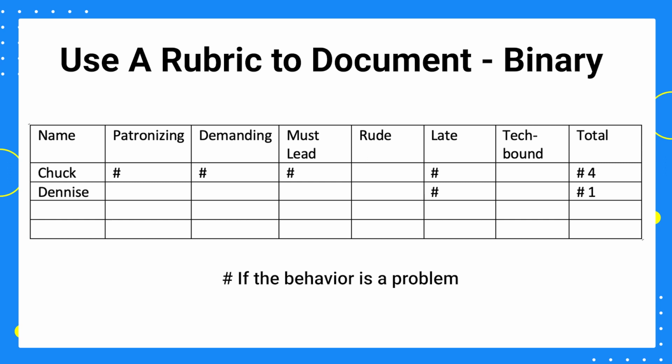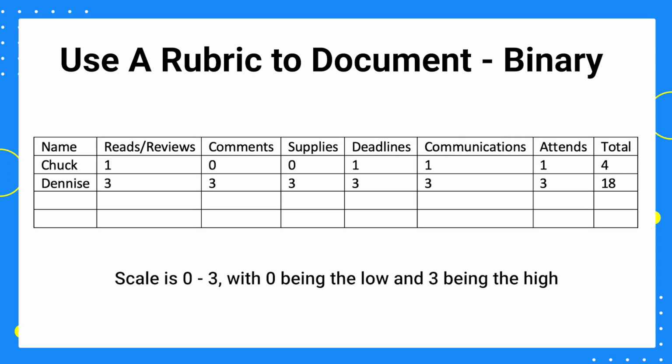And the other way is to rank things. So sometimes you're used to 1 to 10 scales, 1 to 5 scales, 1 to 3 scales, which is what we use here. This is another way to do it. So looking at the categories again, name on the left, and here we have reads and reviews, comments, supplies things when needed, meets deadlines, able to communicate, and attends meetings when necessary. So you can see on here, Chuck's a loser again. And Denise is really strong, the one I would keep. So actually, I think I would fire Chuck, but that's just my personal opinion.